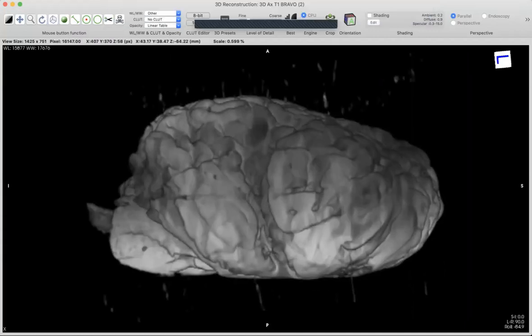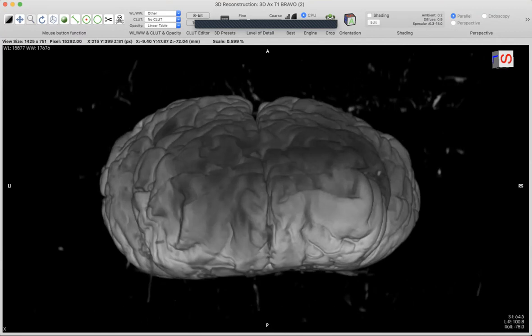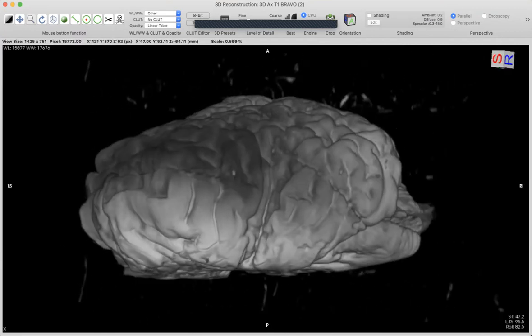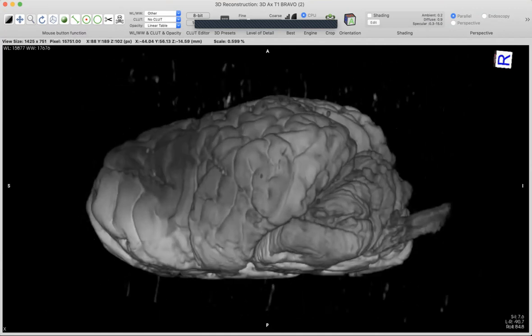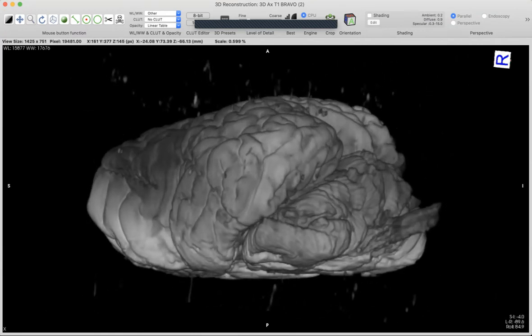This is the 3D volume rendering, and I'm just going to rotate it. You see the two hemispheres. Ours, the brain stem actually goes down from here, but the seal's goes backwards, so it's kind of strange.